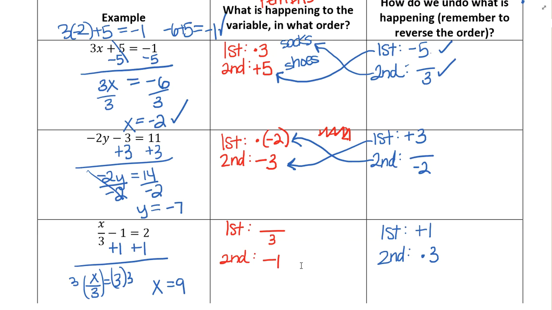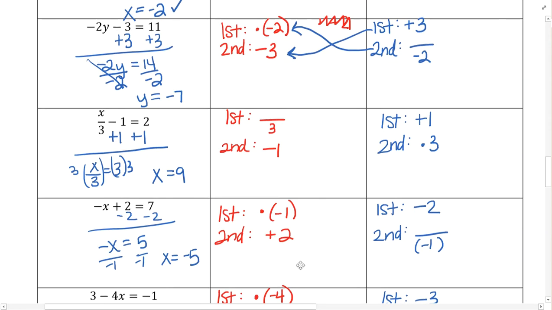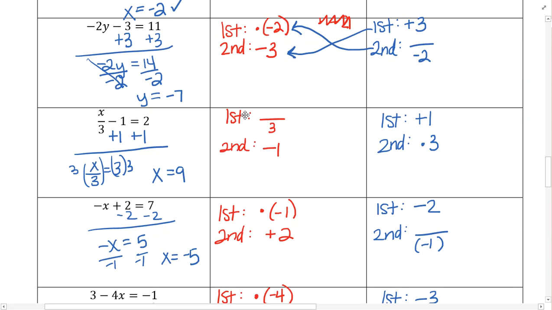Alright, for our third example here, first we were dividing by 3, then we were subtracting 1. So we need to add 1 and then multiply by 3. Remember, the key idea here is that we're undoing this first and then we're undoing that second. So reverse order. So if we do that, we add 1 to both sides and then we multiply by 3 to both sides, you get x equals 9.